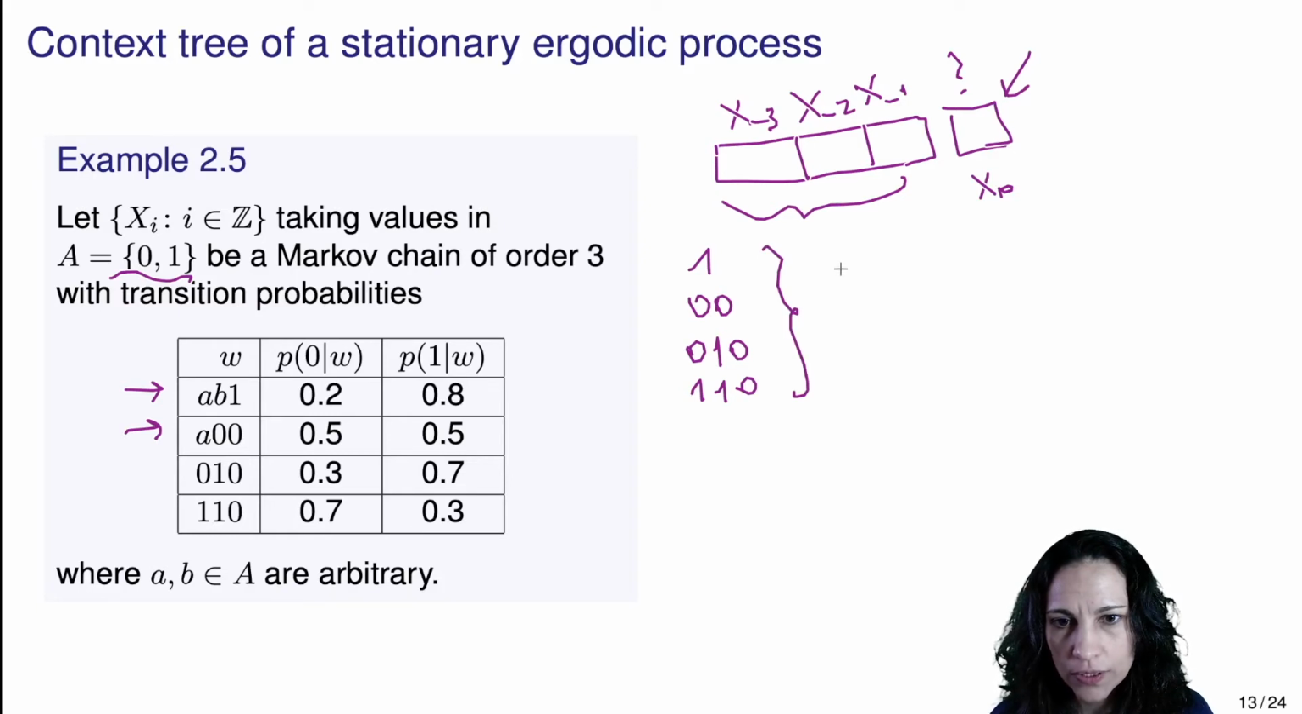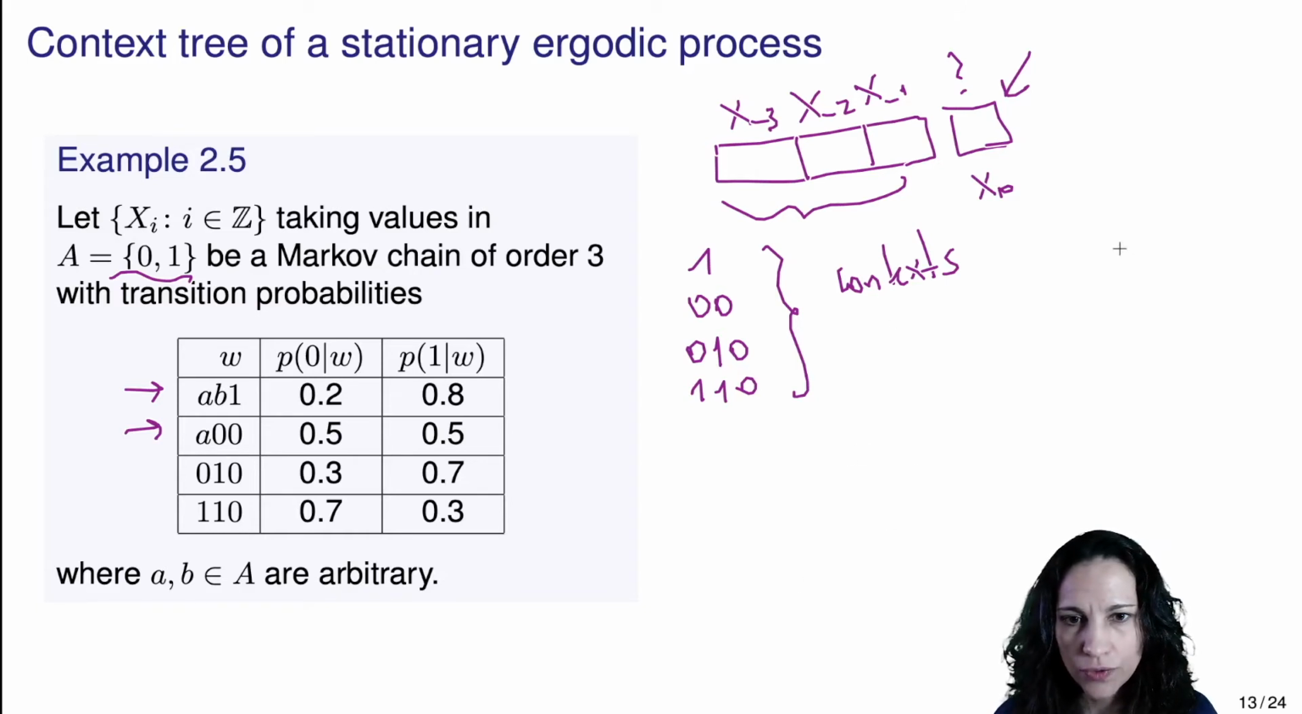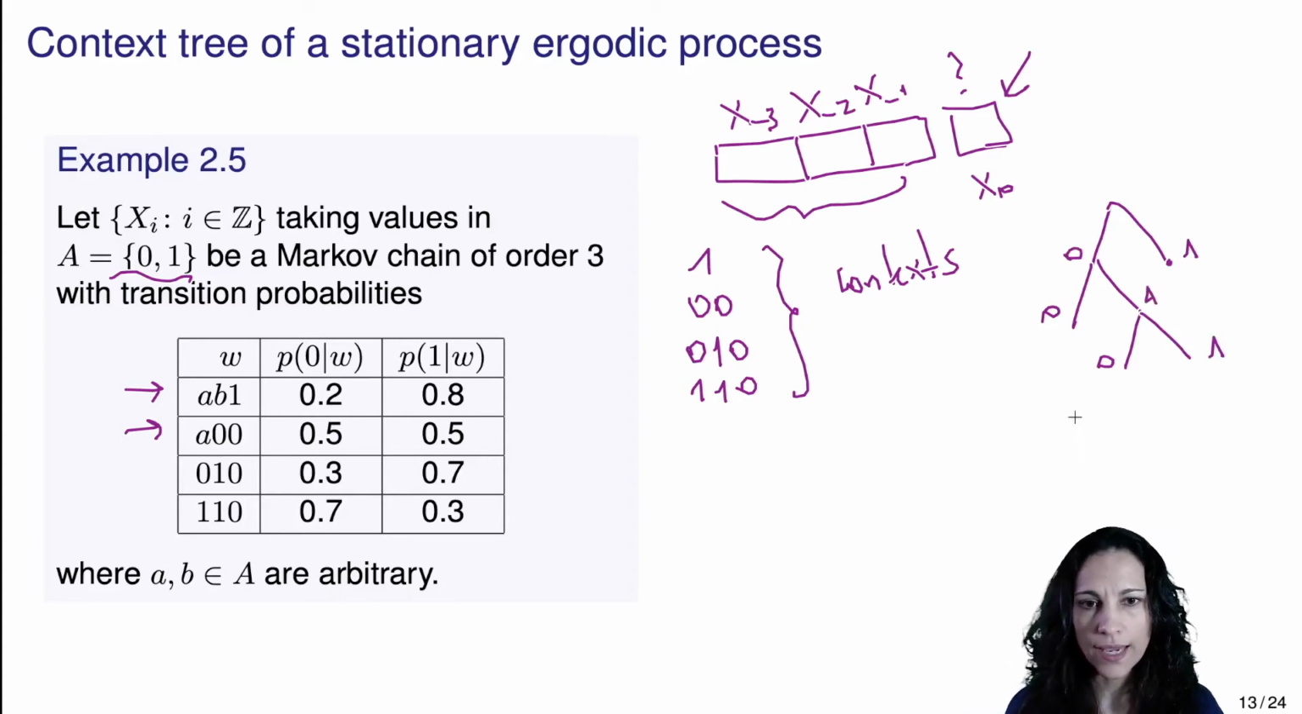So we saw that the sequences 1, 0, 0, 0, 1, 0, and 1, 1, 0 are all contexts for the process. In this case, the context tree of this process is the tree represented by these sequences: 1, 0, 0, 0, 1, 0, and 1, 1, 0. So this is 1, this is 0, 0, this is 0, 1, 0, and this is 1, 1, 0. Okay? And these are the minimal relevant past sequences that we need in order to predict the next symbol in the sequence.